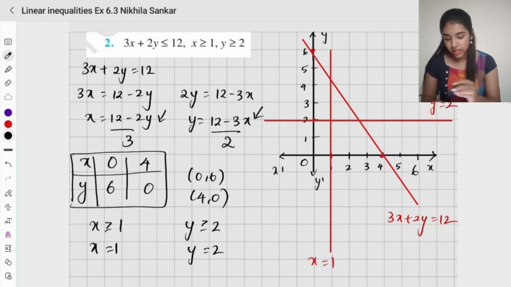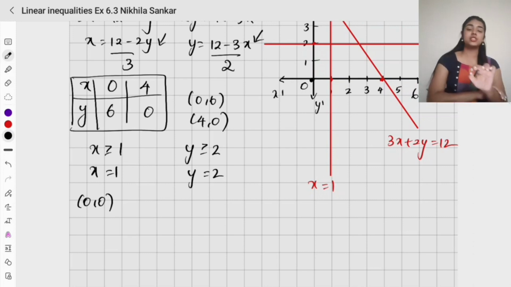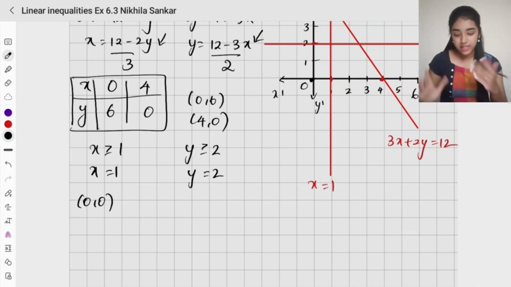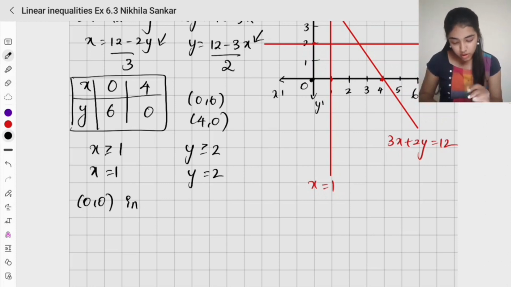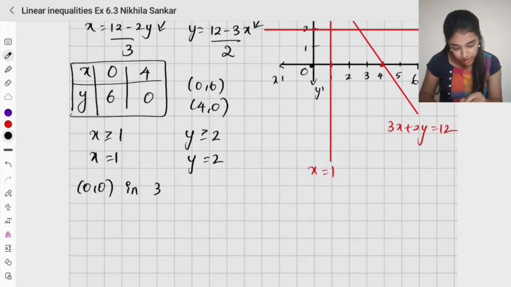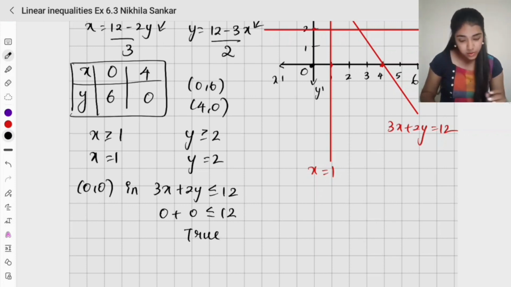Now we need to find the common region for all of these. So first check whether 0, 0 is included. If this point is included, we shade that particular region. If 0, 0 is not included, you have to shade the region where 0, 0 is not included. So where do we substitute 0, 0 first? In 3x plus 2y less than or equal to 12. So 0 plus 0 less than or equal to 12, which is true. So 0, 0 is included.